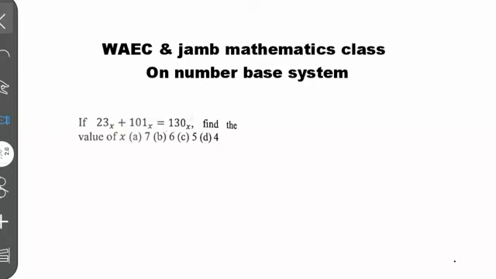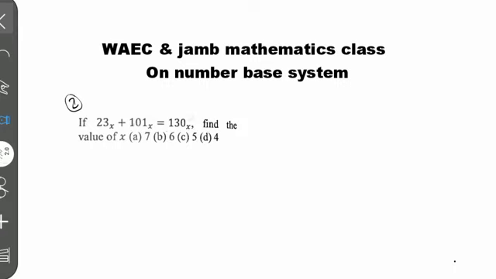Guys, welcome back to the second question of today's mathematics class for WAEC, NECO and JAMB mathematics, on number base questions. So this is question 2. In the previous class we looked at one example on number base system from a WAEC past question. This one is from a JAMB past question.